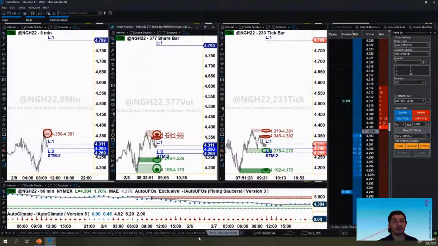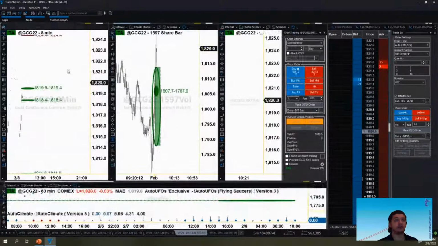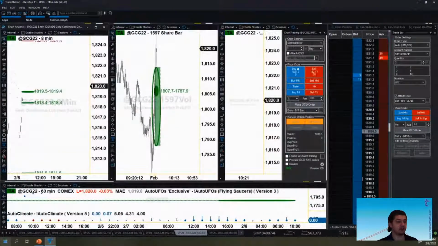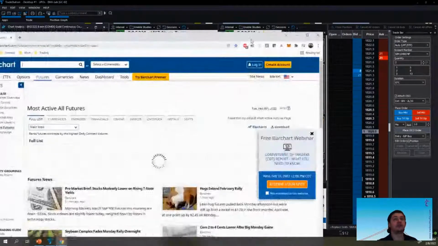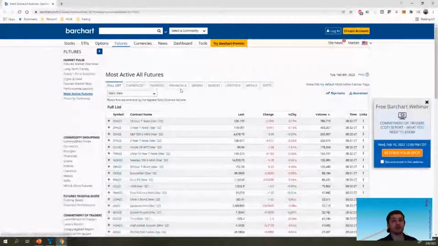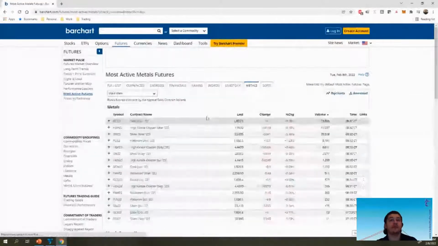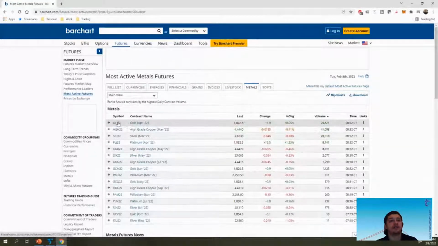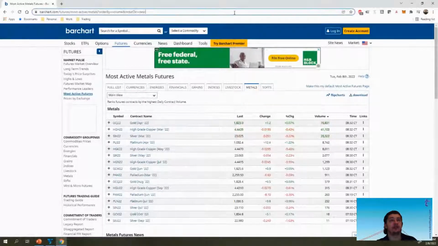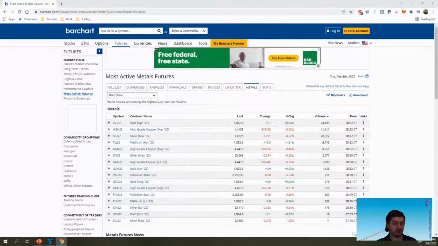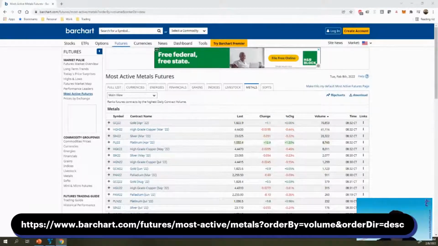Now, we did have gold as well. Gold is not on the G contract. Let's see what contract gold is on here. This is what I typically use to see where most volume is. And as you see, it's on the J, on the April contract. So GCJ22. And I'm going to share with you the link to this so you can have it. That's right there. So that's that one. Bar chart, futures, most active.